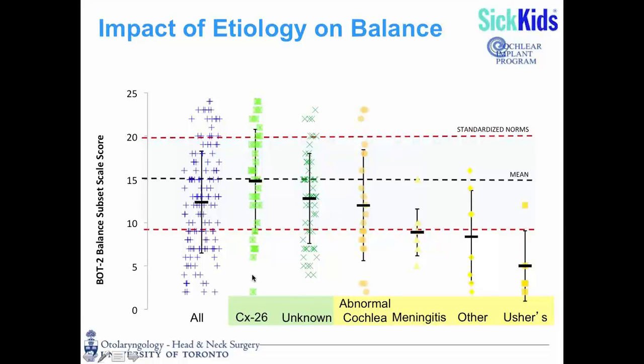So what this told us is that while etiology is predictive on a population or a group level, for the individual, it may not necessarily be predictive, and this really does underline not only the need to determine etiology, but also the need to test children individually for their peripheral vestibular function when they come in with a hearing loss.